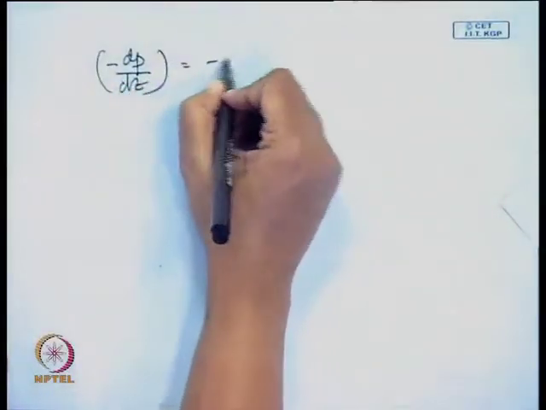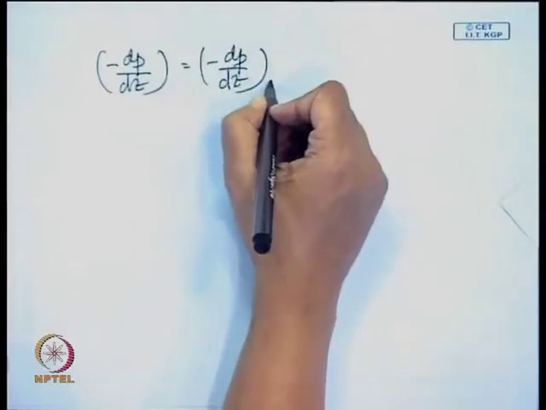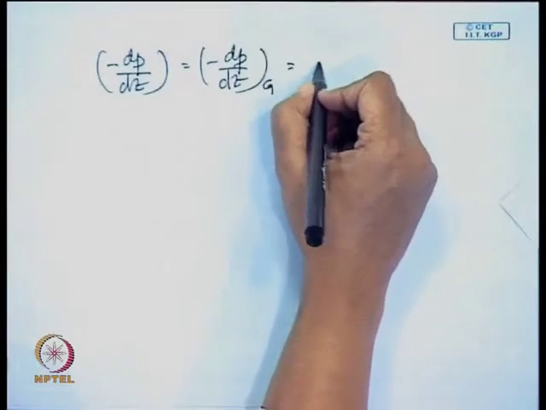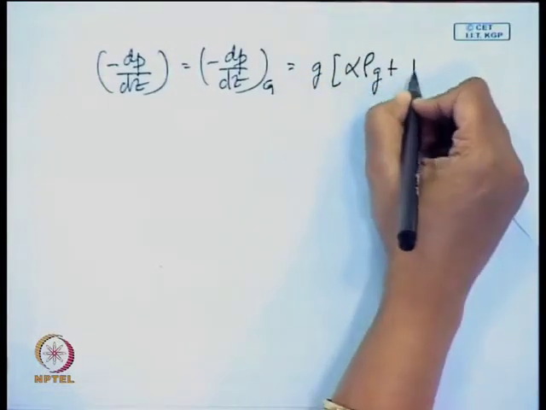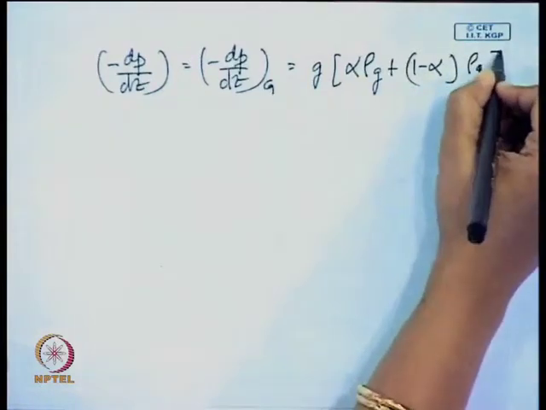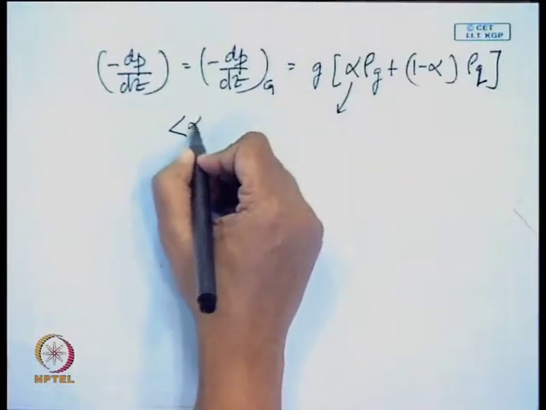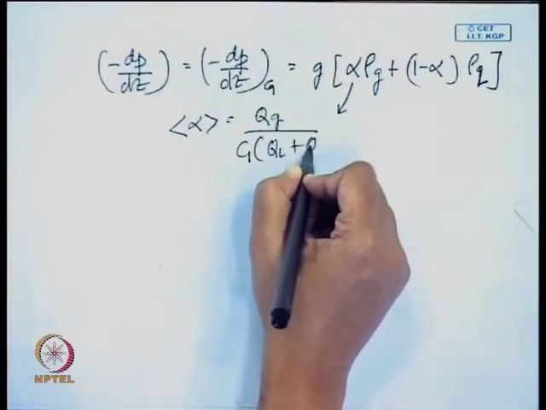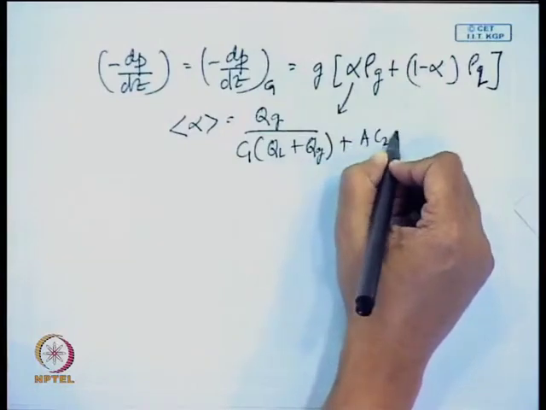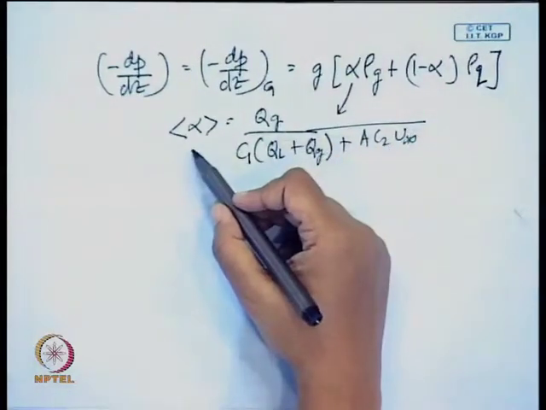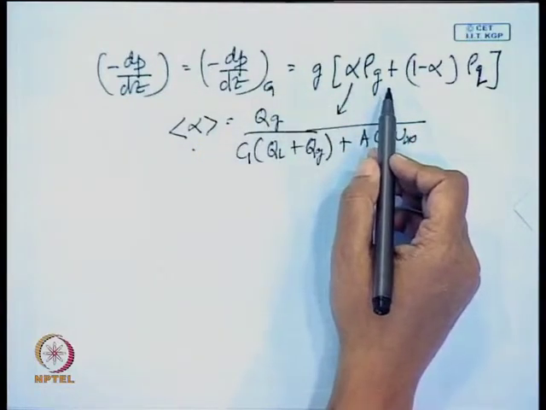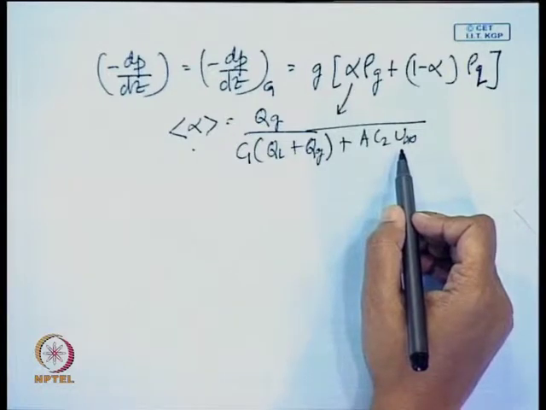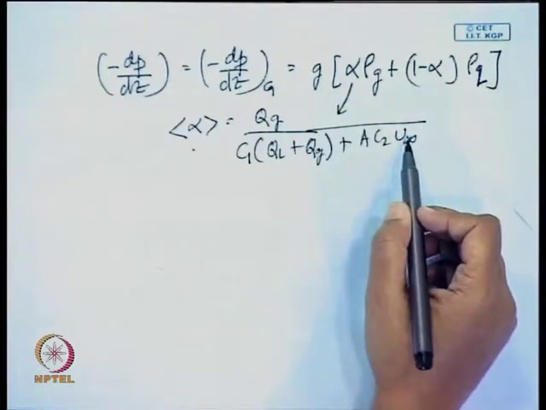Isn't it? So therefore, we find that the pressure gradient in this particular case, minus dp dz, should predominantly consist of the gravitational pressure gradient, which is nothing but g into alpha rho g plus 1 minus alpha rho l, where this alpha, as I have already told you, is the area average. This is nothing but C1 times Q L plus Q G, plus A C2 u infinity. So, in order to find alpha, which can be substituted in the pressure gradient expression, we need to know u infinity, and how to find u infinity we have already discussed. All the other things are input parameters.